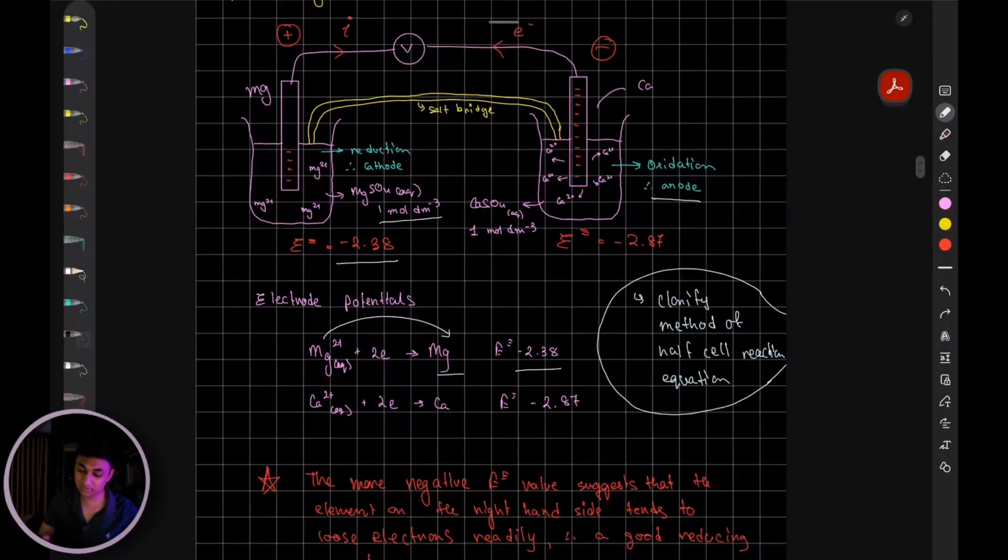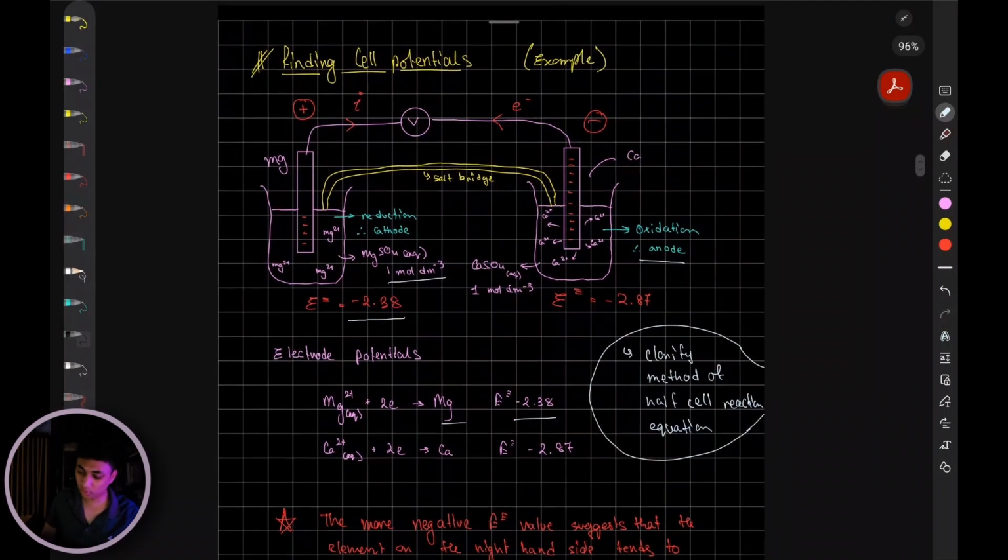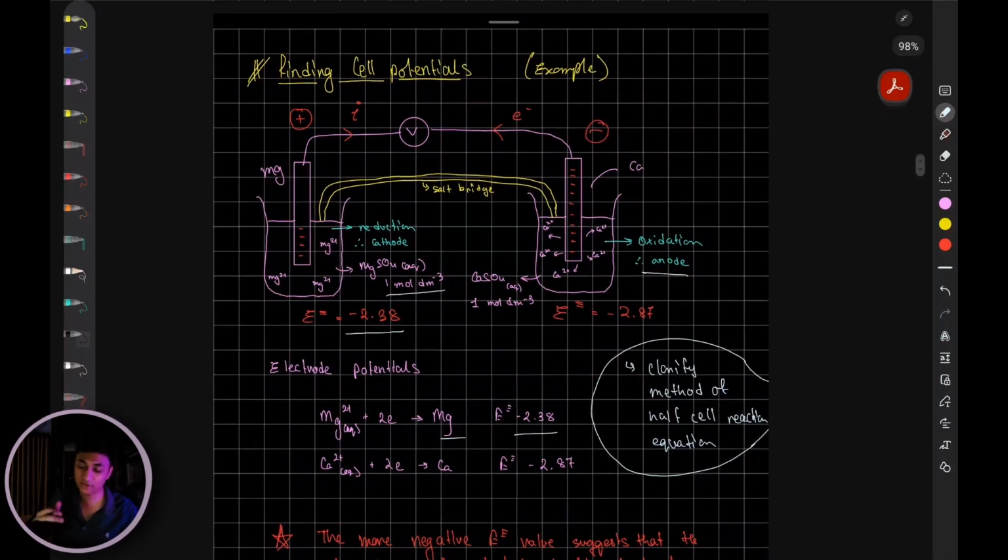Why is that happening? Less negative, therefore it wants to gain the electrons, and hence you'll have reduction taking place, right? It will gain the electrons, therefore reduction taking place. And where does reduction take place? At the cathode, right? At the cathode reduction takes place, which is why this will be your cathode, this will be your anode.